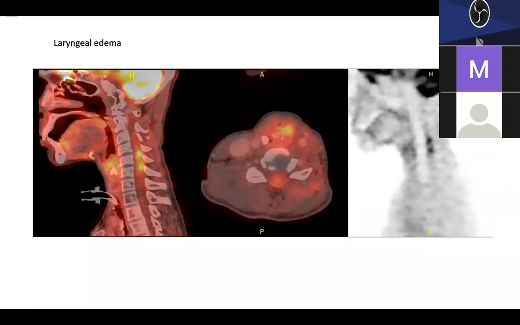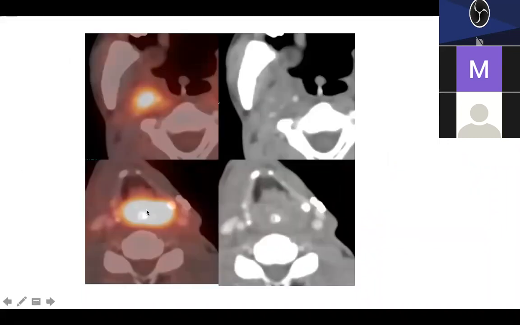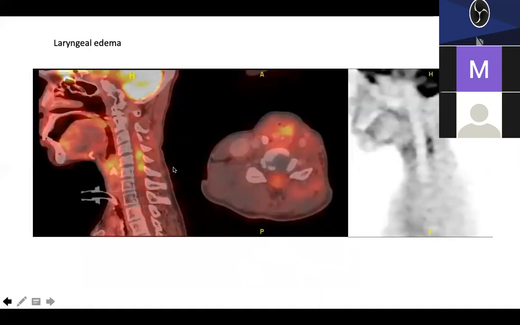So MRI showed gross cord edema with signal changes on T2 images involving the whole cervicodorsal spine, and also increased T1 contrast enhancement along this area where the uptake is seen. Other causes of this long segment myelitis were ruled out, and ultimately the patient improved on dexamethasone. My point was not this, but this is one thing that we see.